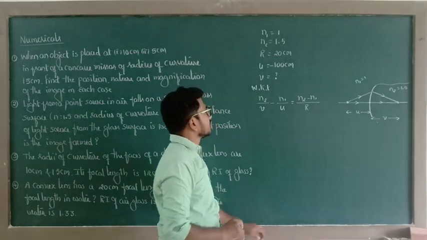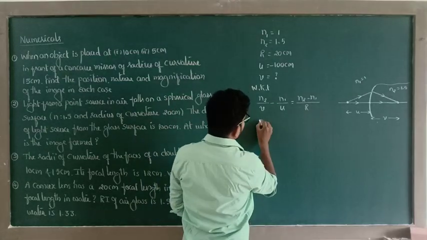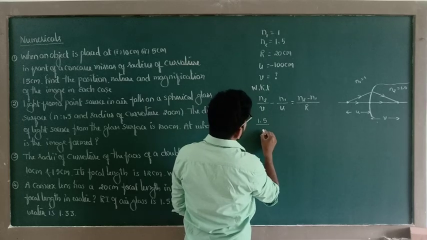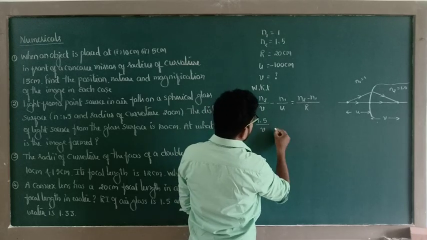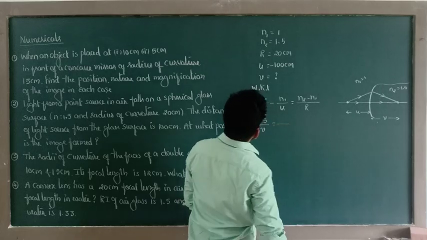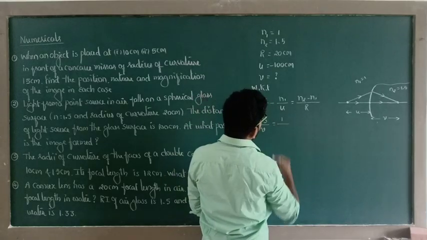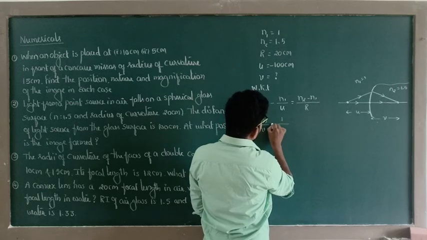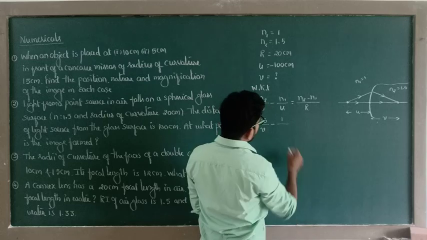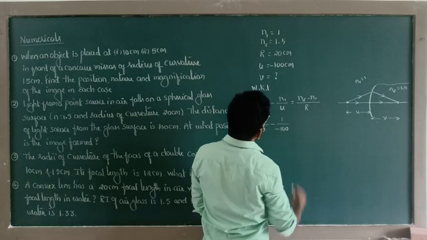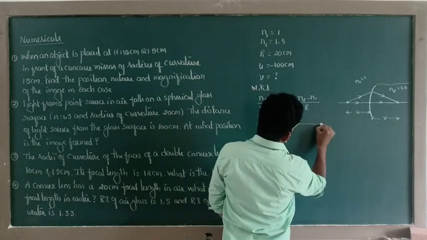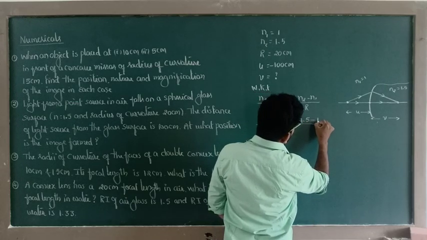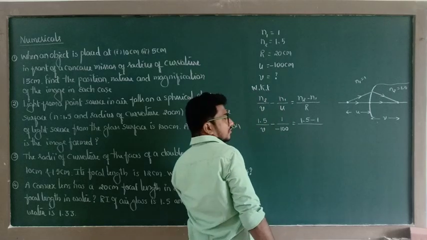Now substitute the values. n2 is equal to 1.5, v is equal to, we don't know image distance, n1 is equal to 1, u is equal to minus 100 centimeter, and n2 minus n1, 1.5 minus 1, divided by r is equal to, here.